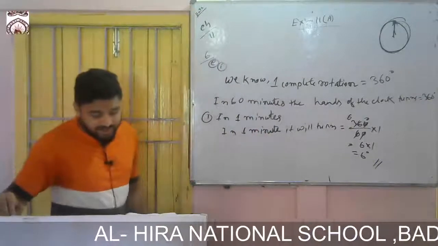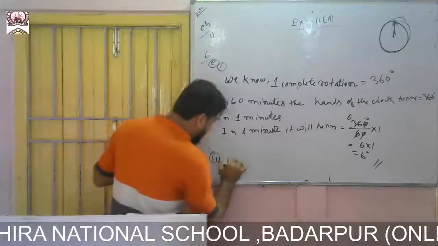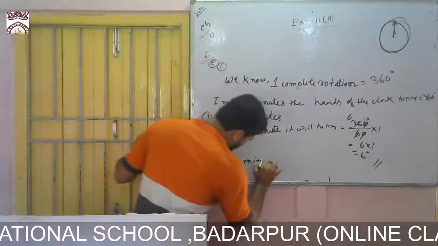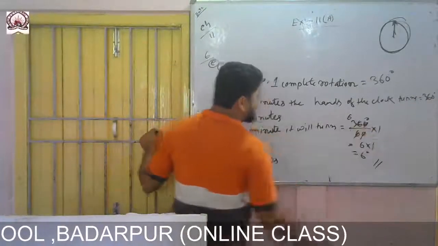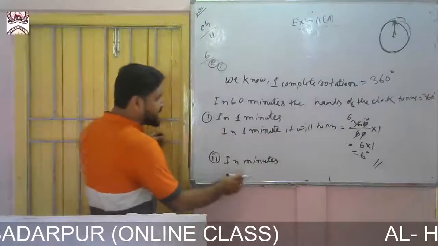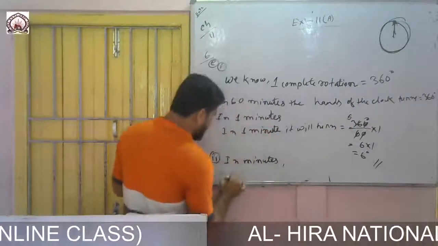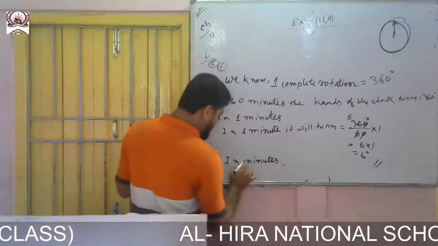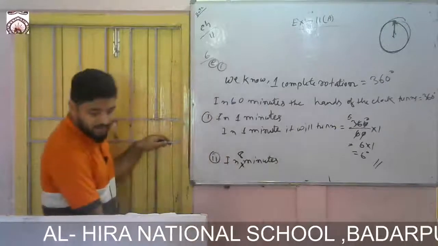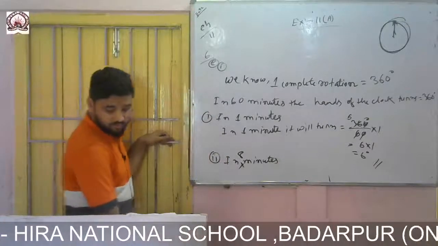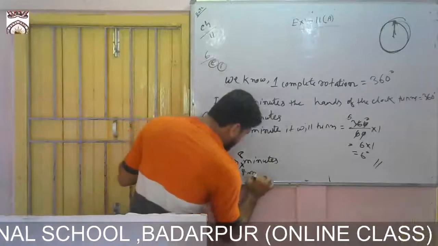Now question number 2, in 8 minutes how much it will rotate? So write number 2, in 8 minutes. In 1 minute it will rotate 360 by 60 into 1. So 8 minutes will be 360 by 60 into 8. In 8 minutes how much it will rotate?